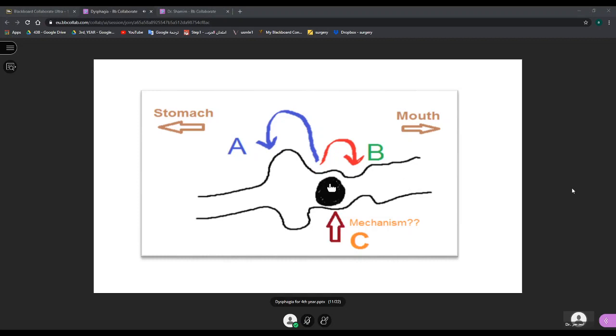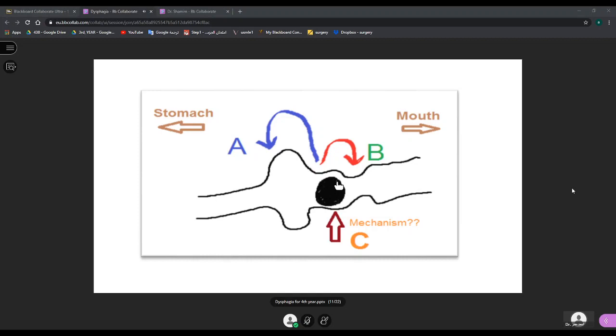So this mechanism is a stretch reflex: stretching the wall of the esophagus by means of the bolus of food, resulting in stimulation of stretch receptors in the esophageal wall. And this reflex, by the way, is coordinated within the wall of the esophagus. It does not require the vagus nerve to happen. So what is the nervous system responsible for coordination of this reflex? The enteric nervous system.